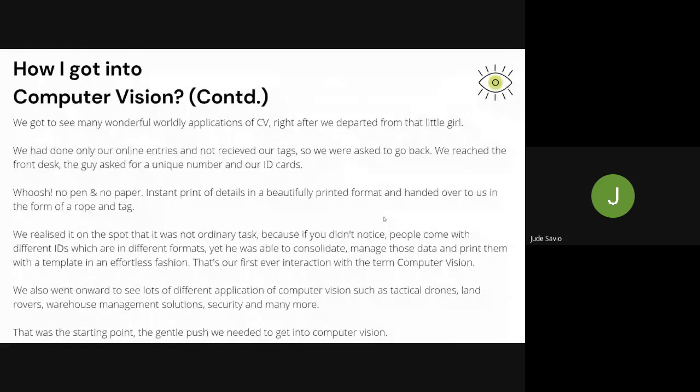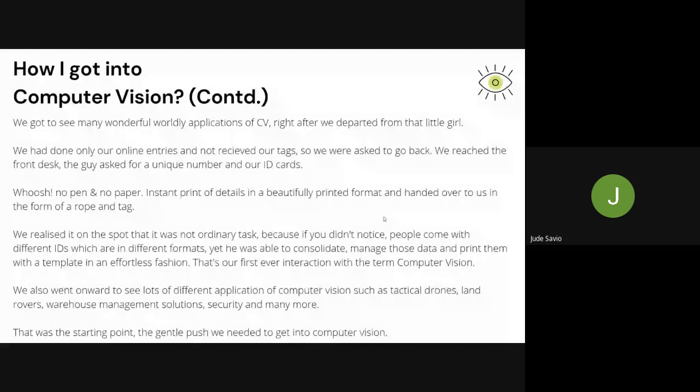So we realized it on the spot. It was not an ordinary task as I say it is, because if you didn't notice, people come with different ID cards which are in different formats, right? It can be of different design, you can have different logos, you can have different fonts of text and whatnot. Yet he was able to beautifully consolidate that information, extract it, manage that data, and print it in a template in an effortless fashion. So that is our first ever interaction with the term computer vision, but we ourselves didn't know it was computer vision back then.